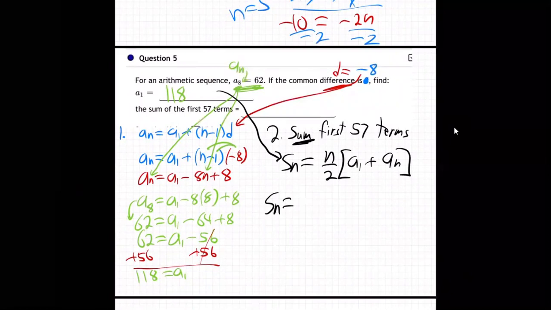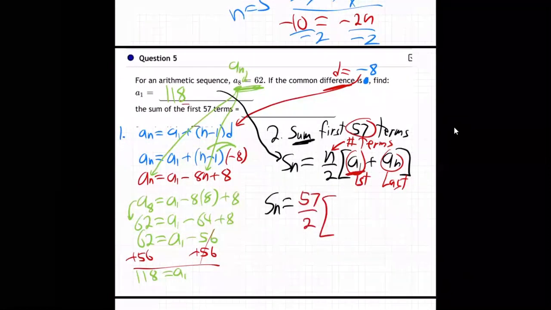A1 is the first term. An is the last term, or the nth term, whatever. N is the number of terms. So 57 terms, so n is 57. And the first term, we just found that in the last part we just finished up, 118, that's the first term, plus, now what's the last term? I don't know the last term.